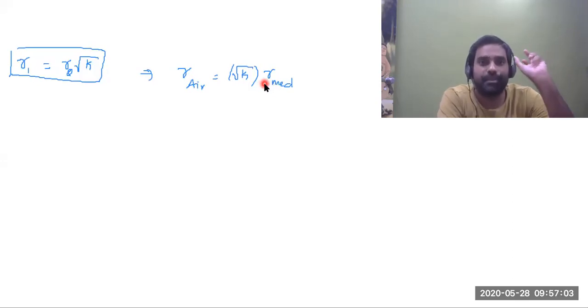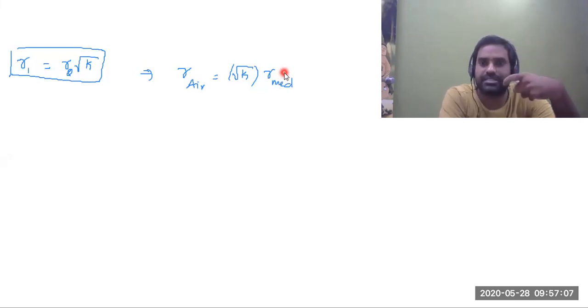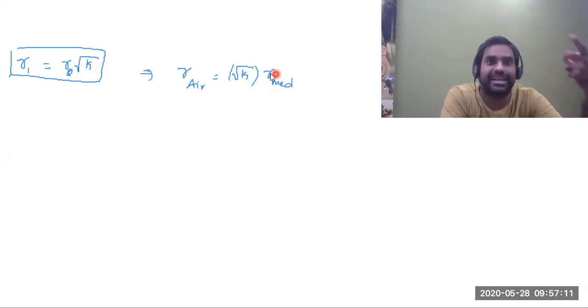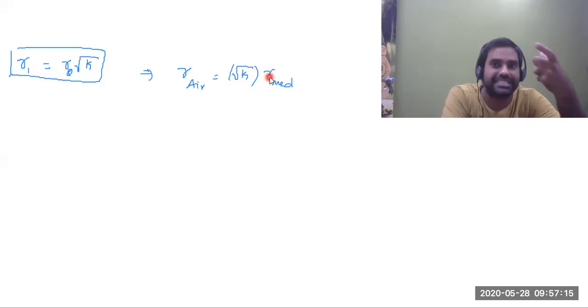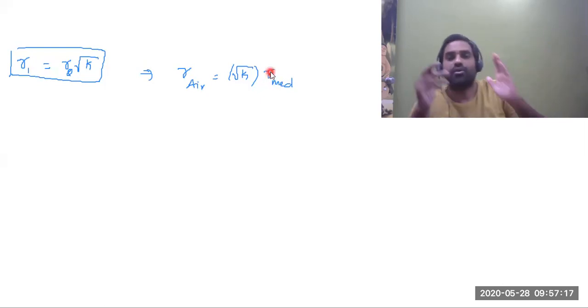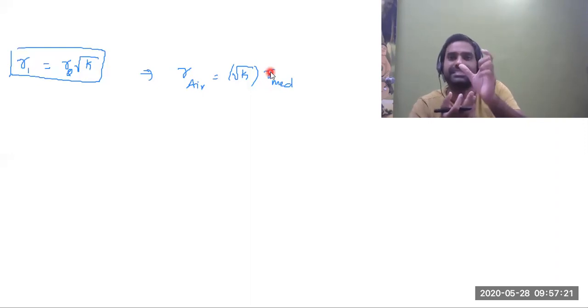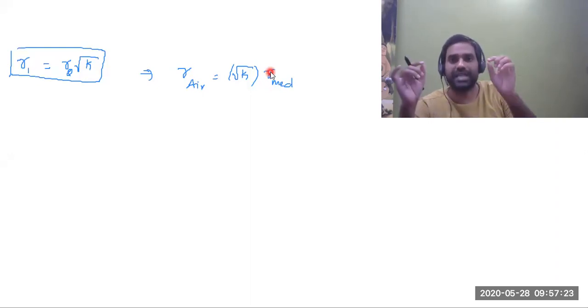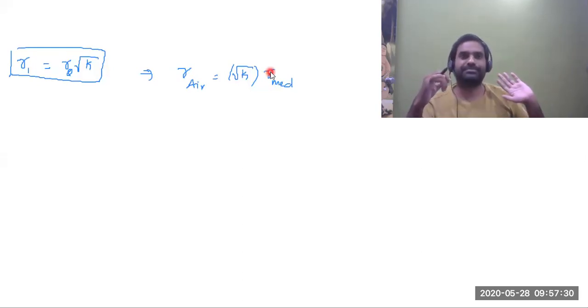The distance between the charges in the air, to maintain the same force as in the medium, you have to increase it by root K times. In the air, you have to increase it by root K times, because students, force in air is always greater than force in the medium. If the two charges are kept at the same distance, then force in air will obviously be greater than force in the medium.